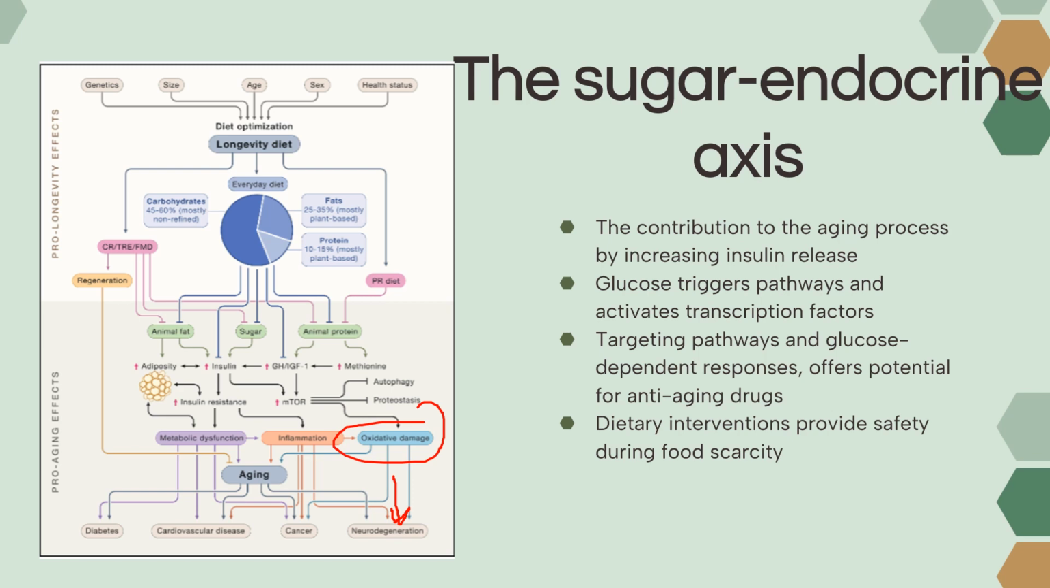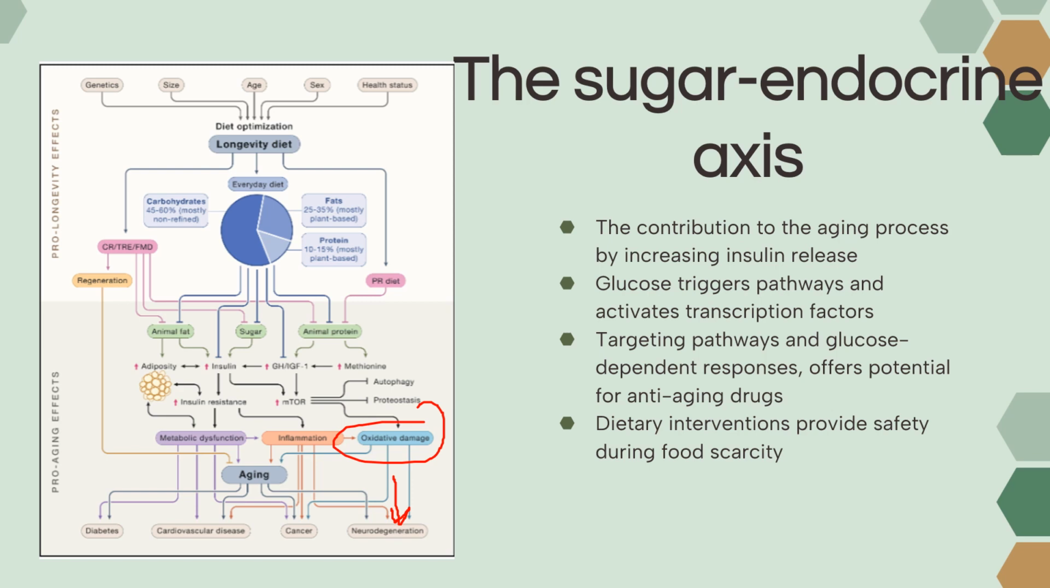And so by targeting pathways like IGF-1 or TOR, we are able to offer a potential for anti-aging drugs, and dietary interventions may be able to provide safer and coordinated responses against aging, unlike the drugs.